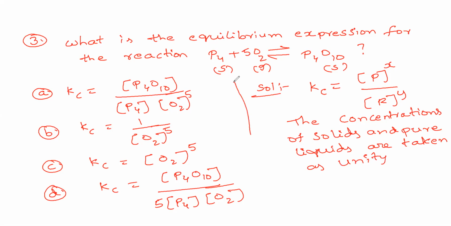So since they are taken as unity, the only gas we have is oxygen, which is on the reactant side. So reactant should come in the denominator, and the stoichiometric coefficient for oxygen is 5. The product is solid, and the reactant phosphorus is also solid. So answer is Kc is equal to 1 by concentration of oxygen whole to the power of 5. Answer is second option. So this is a question.